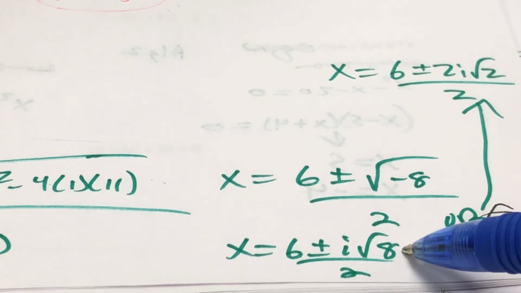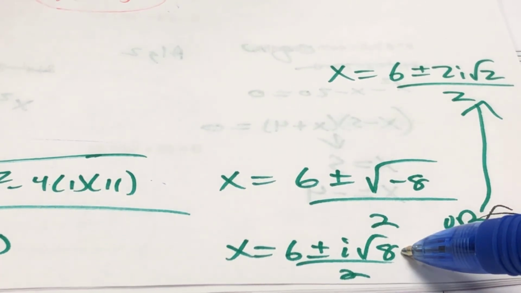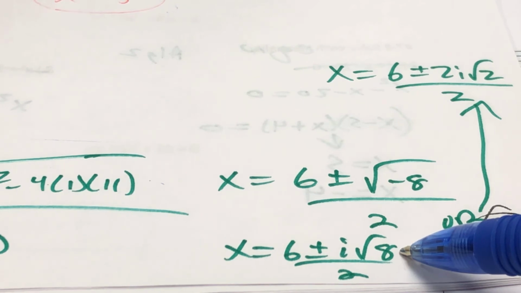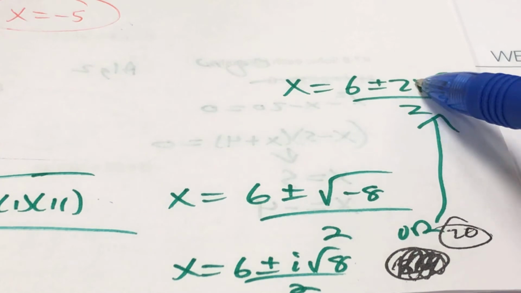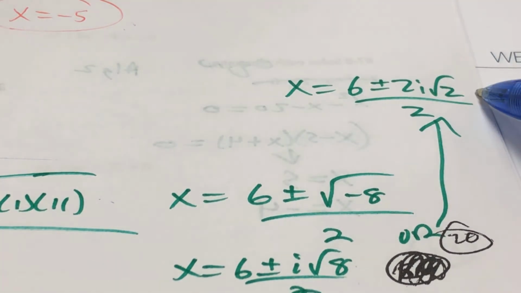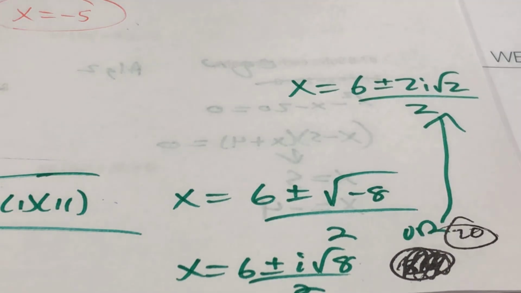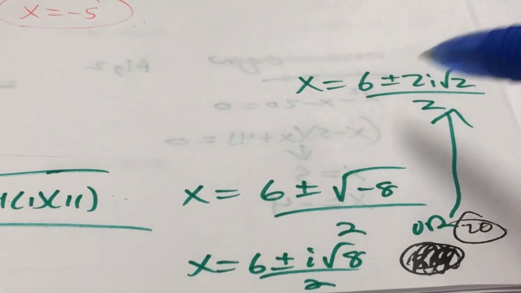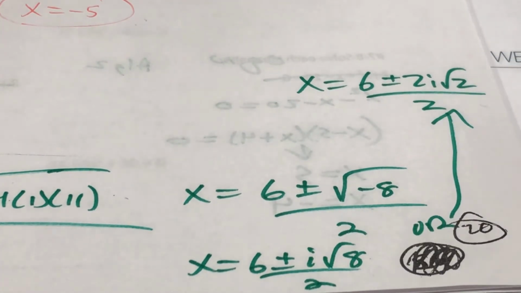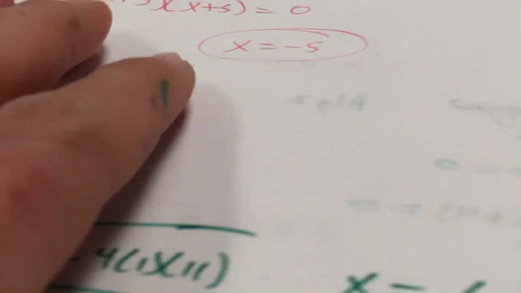So some of you are going to leave it right here. Okay, so i root 8. For some of you, root 8 is like 2.81, 2.82. Others, you know, it is 2 root 2. So you can put the i there, 2i root 2. Again, you can call it 3 plus or minus i root 2 is another one. But this one or that one is fine for this year.